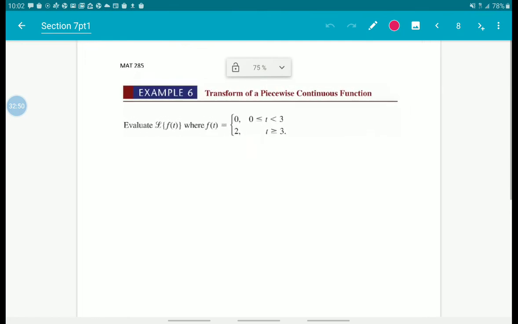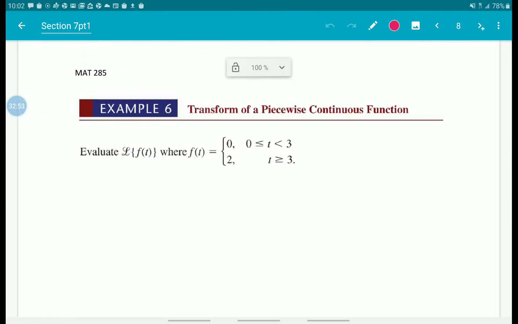So let's look at one more where we have a piecewise function. We want to find the Laplace of this piecewise function, and we've got two pieces to this. So we do have to use the definition for this. Notice this is going to be of exponential order. If we were to graph this guy from 0 to 3, we have the function 0, and then it's just this 2 from 3 on.